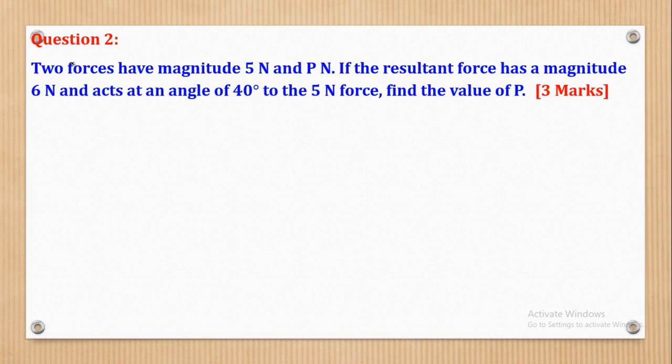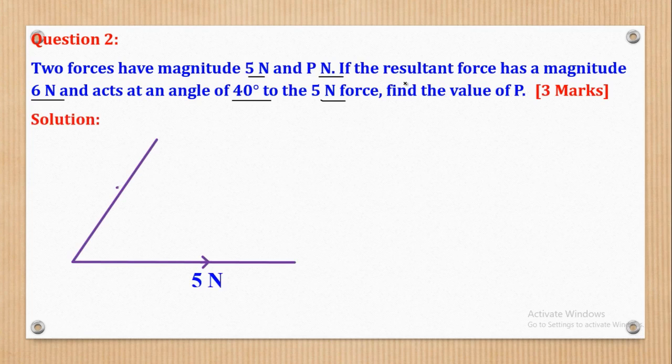Now we shall go to question 2. Question 2 says two forces have magnitudes 5 newtons and P newtons. If the resultant force has a magnitude of 6 newtons and acts at an angle of 40 degrees to the 5 Newton force, find the value of P. So the first thing to do will be to make our sketch. So we have 5 Newton and P separated by an angle theta.